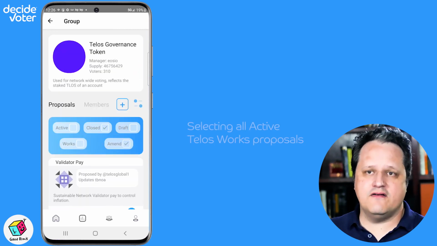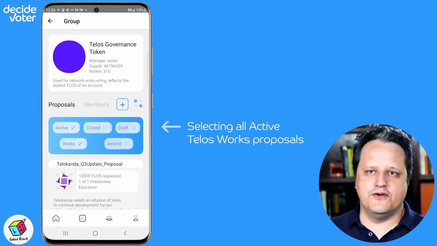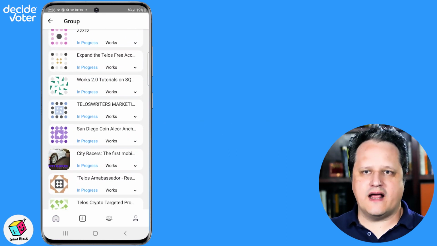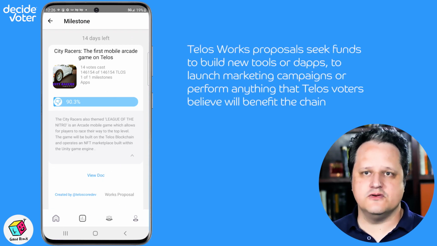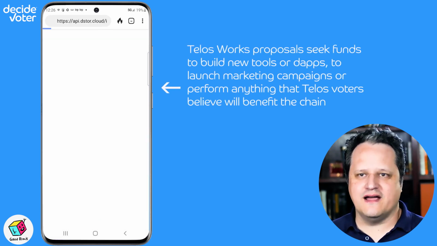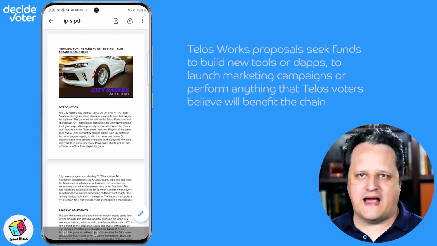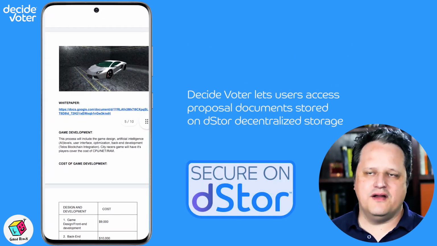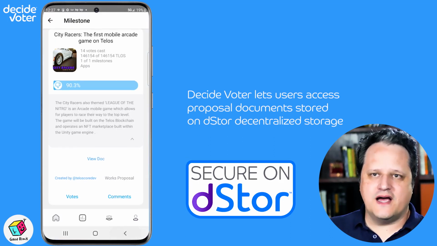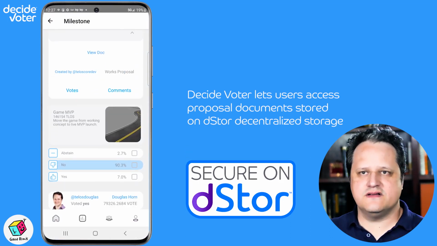Let's look at a live Telos Works proposal, and we'll filter through these. There's one I want to look at called City Racers. Somebody's trying to raise money to make an awesome new game. It is not passing. That's okay. It's pretty early. Let's look at a few things here. So I'm downloading the proposal document that was stored on dStor, also from GoodBlock, a very exciting decentralized storage technology that's on Telos.